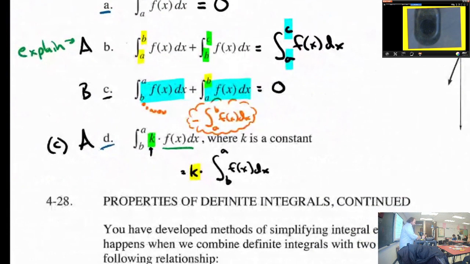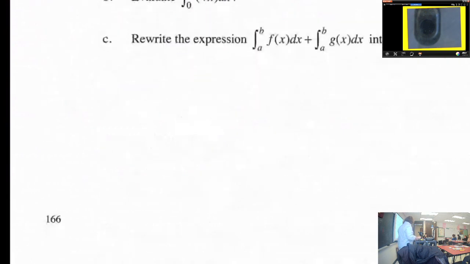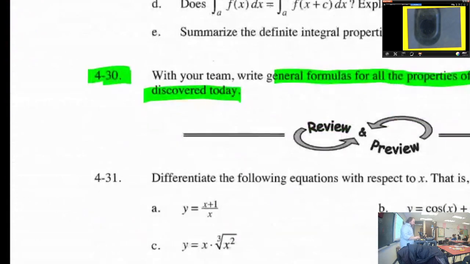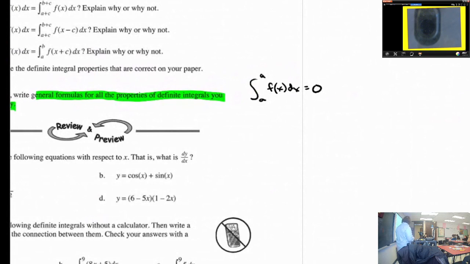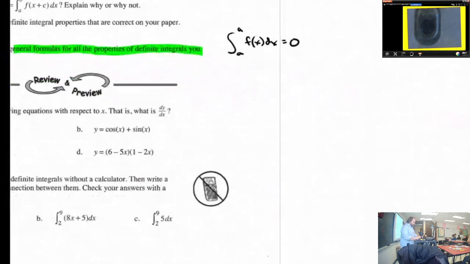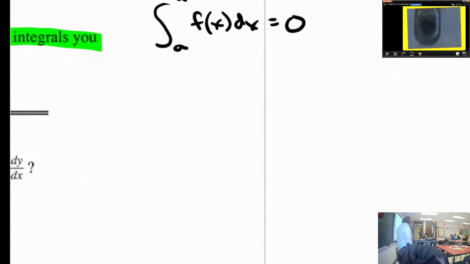So far, let's skip to the end here. Let's skip to 430. Because the ones we've talked about so far are actually probably the most important ones. We've got, I think, 4 different rules that we should mention. The first rule is that if you have the integral from a to a, it's just going to be 0.